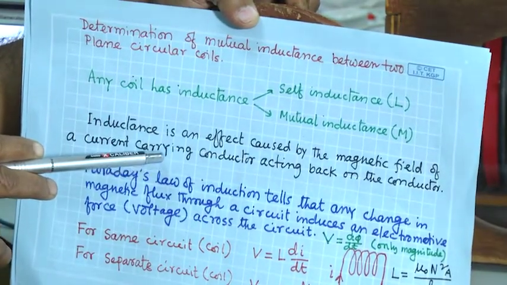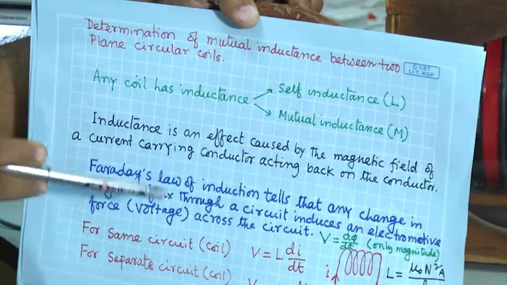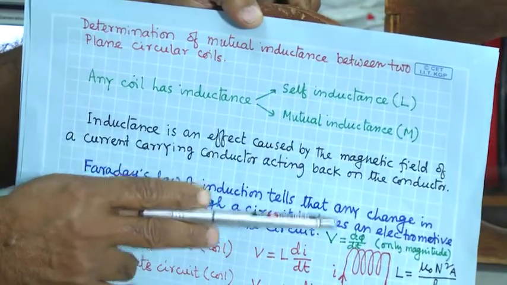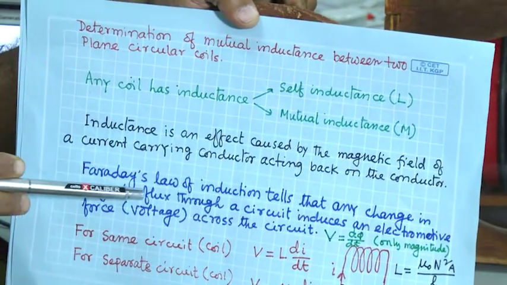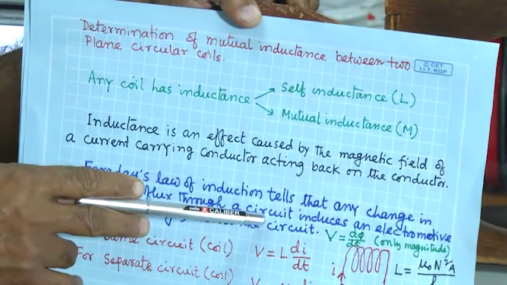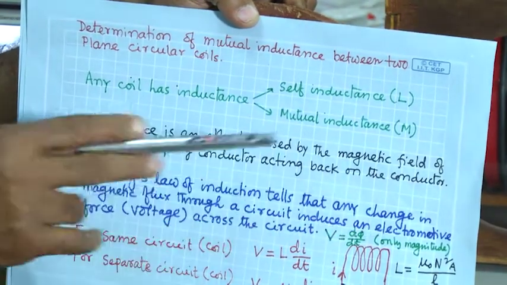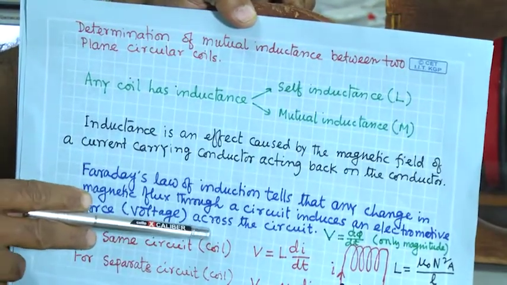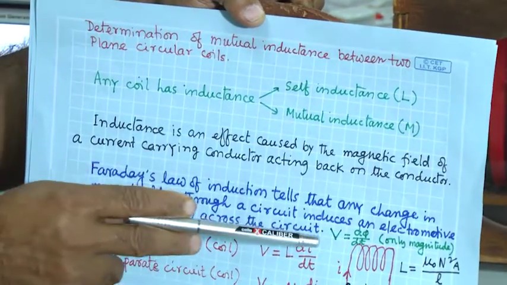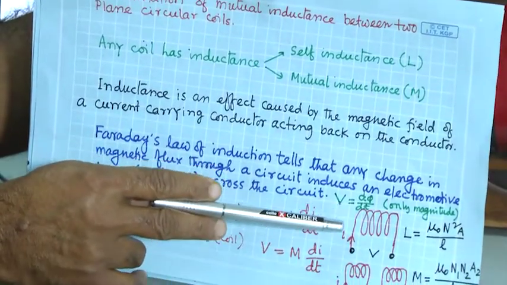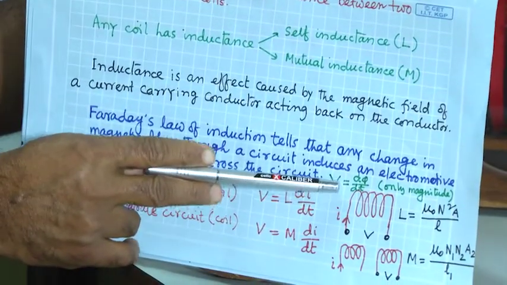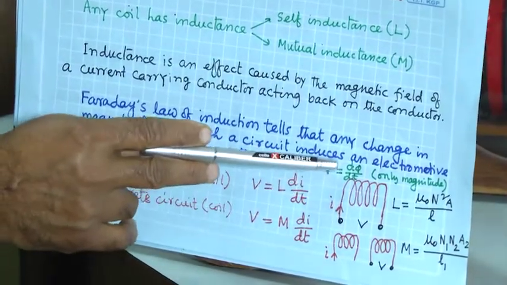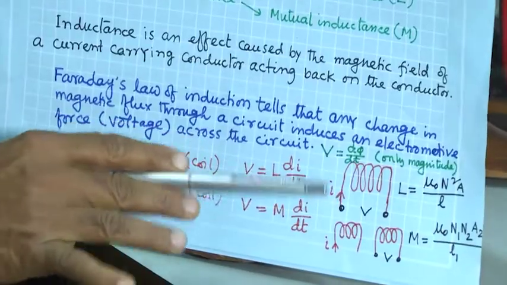So, what does it mean? Basically, Faraday's law of induction tells us that any change in magnetic flux through a circuit induces an electromotive force, that is voltage, across the circuit, right. So, basically V equals d phi by dt, the rate of change of flux with time. Here we have taken only the magnitude, there is basically a negative sign, so we just ignore the sign.